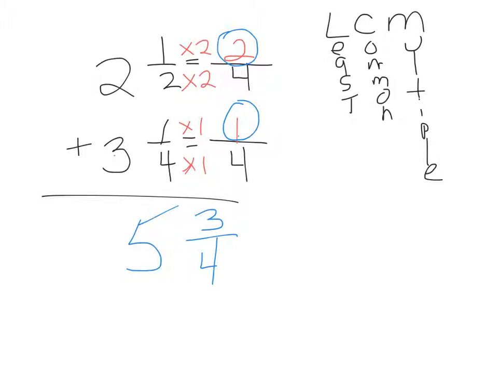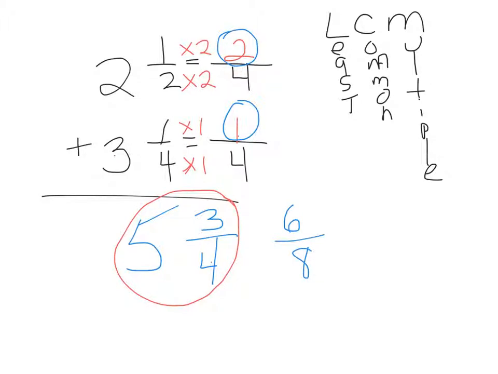Now, if you did not use 4 as your common denominator, you probably don't have 3/4 down here. It's likely then that you have 6/8. If you got 6/8, it's because you multiplied 4 times 2. 6/8 is not an incorrect answer, but it's not simplified. So you can see, by using the least common multiple, we've actually saved ourselves a step.